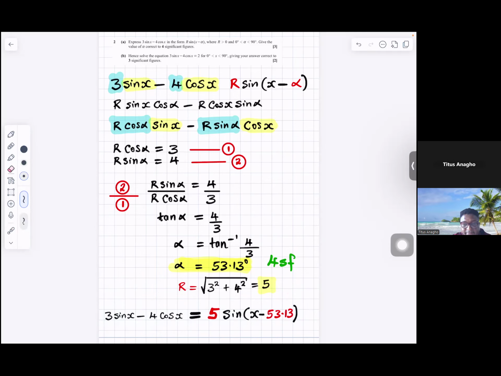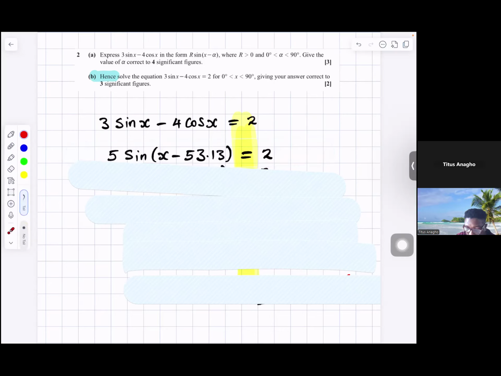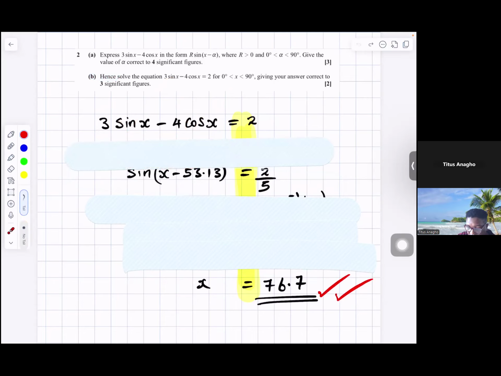And let's go to part B. Part B says hence. Hence means you use the answer from part A to solve the equation. So we would replace 3 sine x minus 4 cos x with 5 sine (x minus 53.13). So there was sine and cos, now we only have sine. It's easier now to solve it only with sine.